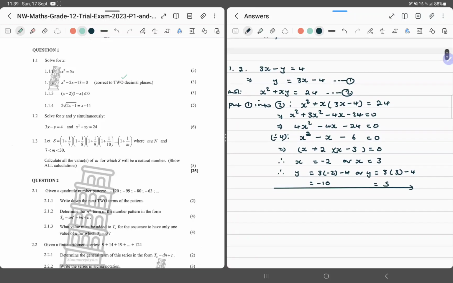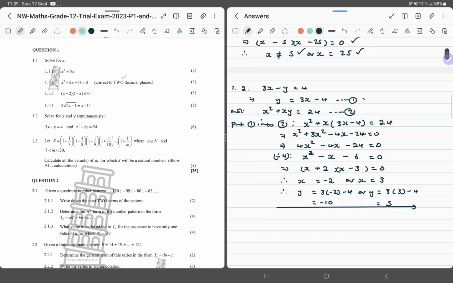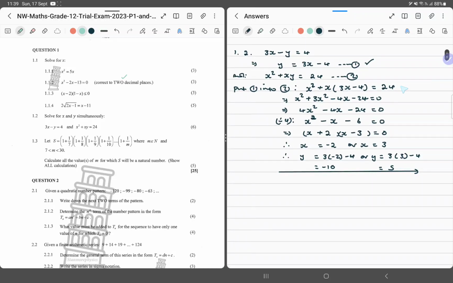Okay, so solving this equation into this format is usually a mark, and then substituting one equation into the other. So substituting one equation into the other is the other mark, and then getting those x solutions, those are the other marks, and then getting the y solutions.